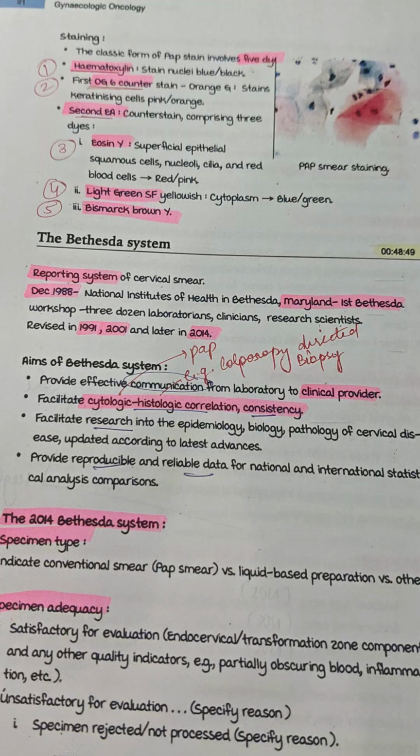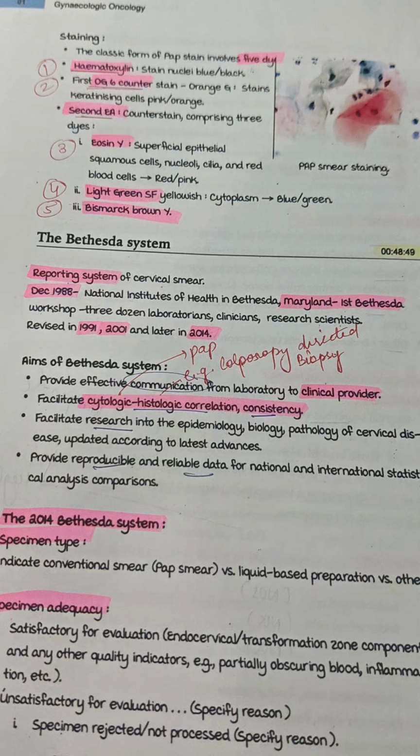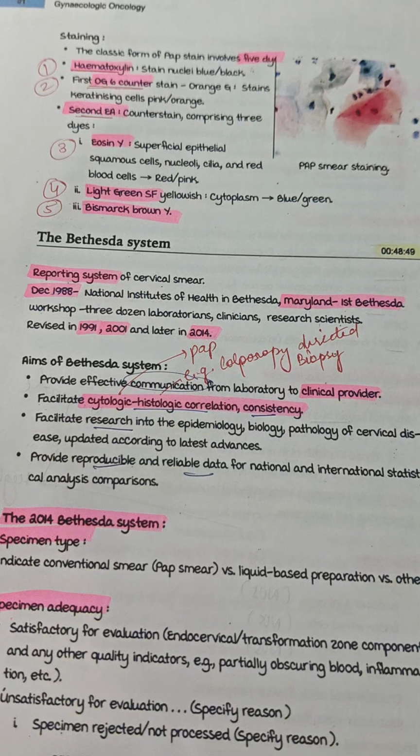The aims of the Bethesda system are to provide effective communication from lab to the clinical provider, and facilitate cytohistologic correlation and consistency. Cytologic means pap smear and histologic means colposcopy directed biopsy. It also aims to facilitate research into the epidemiology, biology, and pathology of cervical disease, be updated according to recent advances, and provide reproducible, reliable data for national and international statistical analysis and comparisons.